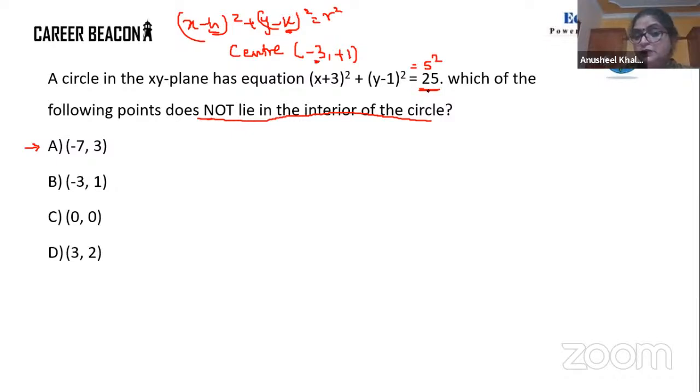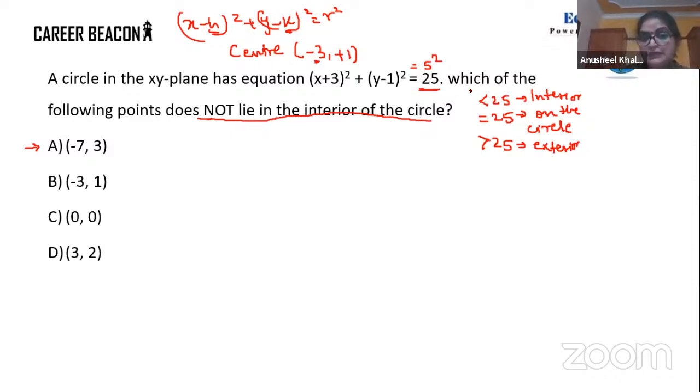The fact that we will use here is, if the answer is less than 25, the point lies in the interior of the circle. If the value is equal to 25, the point is lying on the circle. And if the value is greater than 25, then the point will lie in the exterior of the circle. The question here is asking which of the following points does not lie in the interior of the circle. That means it should be either on the circle or outside the circle, right?